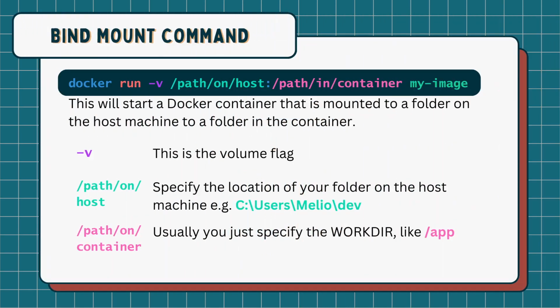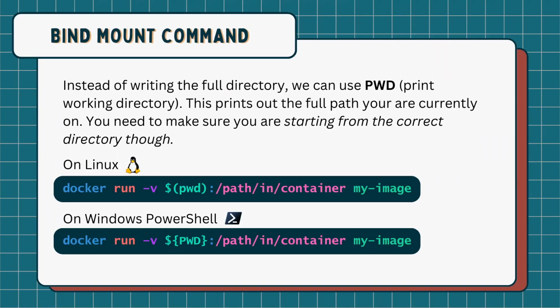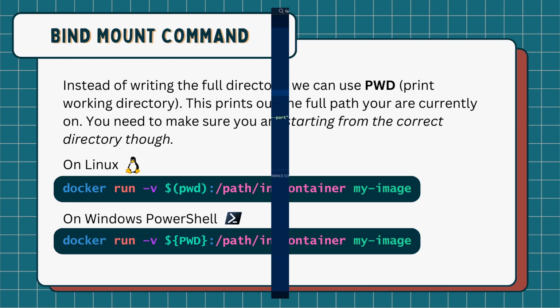Here, we'll start a container with a bind mount volume. The -v flag tells Docker to create a volume. Then we give it a path on the host machine and then a path on the container. Writing the full path can get tedious and error prone, so rather use print working directory, pwd, which contains the location of the current directory. Make sure you're running pwd from the correct directory though, or you might mount something else by mistake.